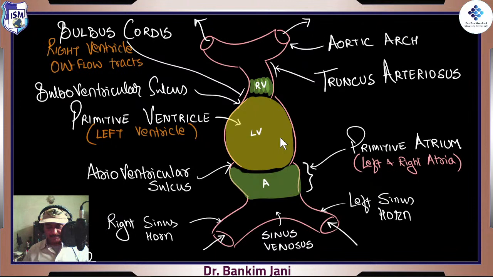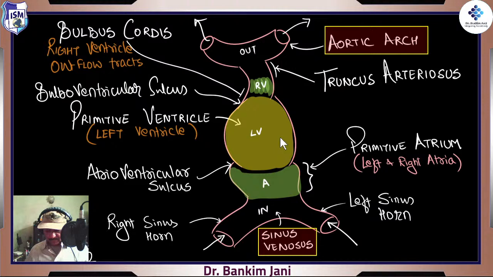Then what was this? This is our inflow tract. And what was above? That is our outflow tract. And the names, we already know: that is what is called the aortic arch, and this is what is called the sinus venosus. So that much is known to us. Now that's fine, that sinus venosus has become fused and become one because of the fusion of those vitelline veins.